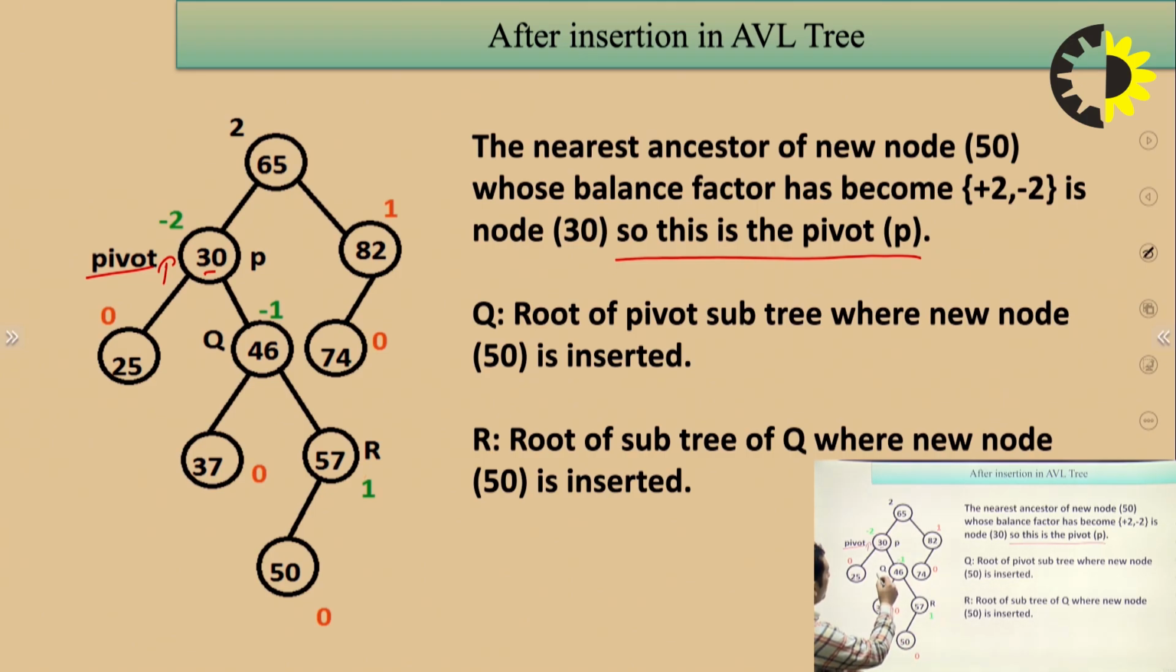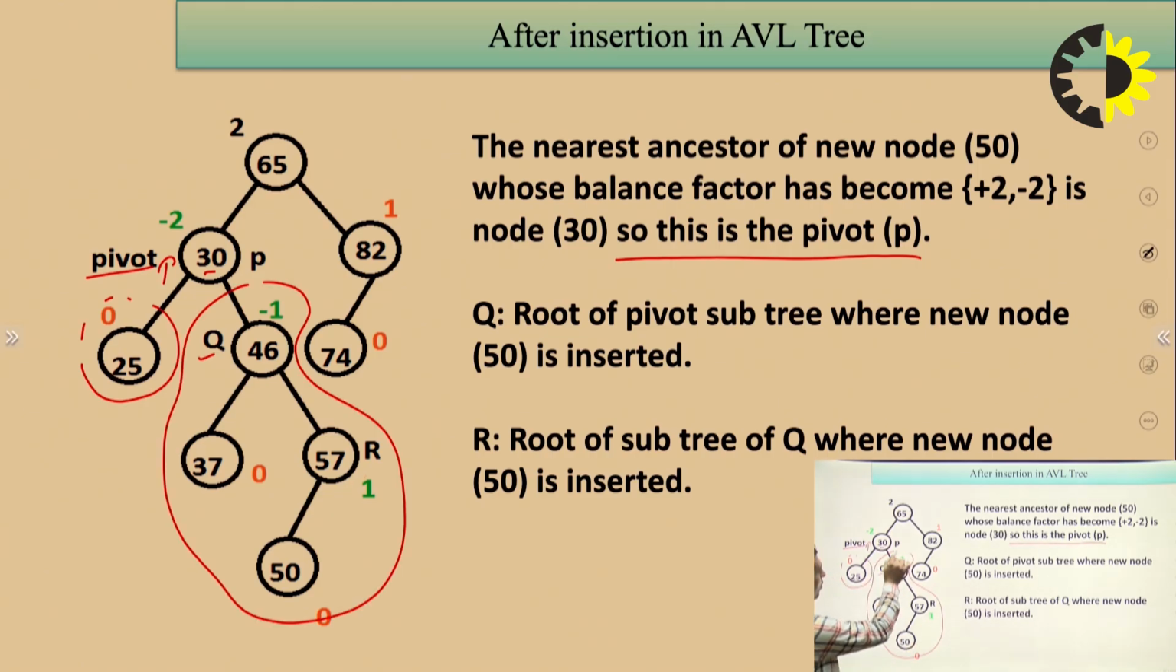What is Q? How to find Q? Q is the root of the pivot subtree where the new node is inserted. The pivot has two subtrees: one subtree is this one and the other subtree is this whole one. In which subtree is the new node inserted? In the right subtree, and the root node of the right subtree is 46. So this becomes the point Q.